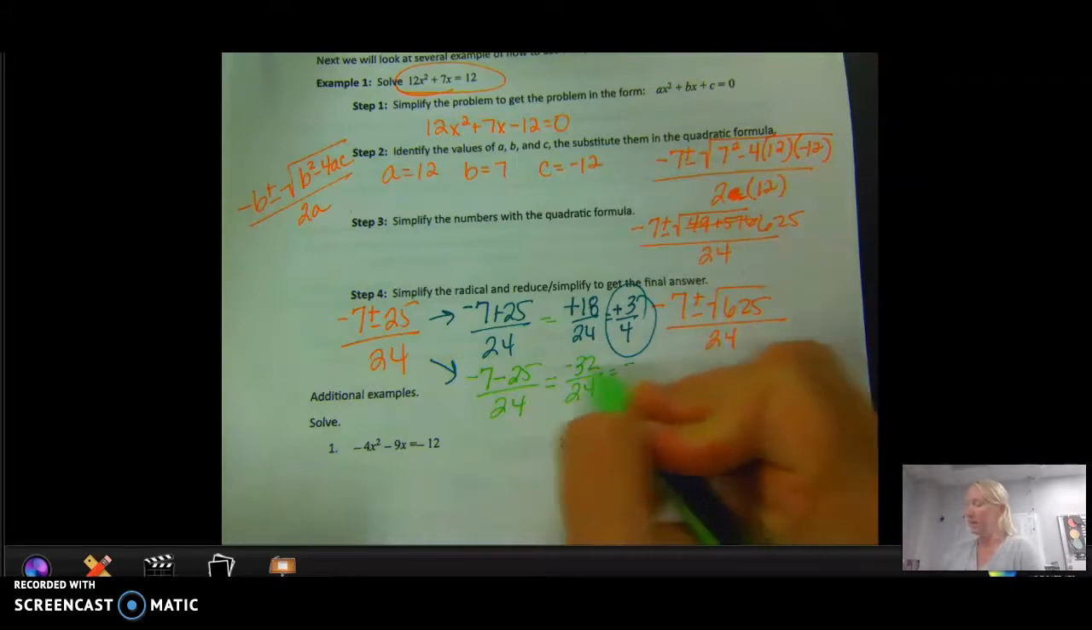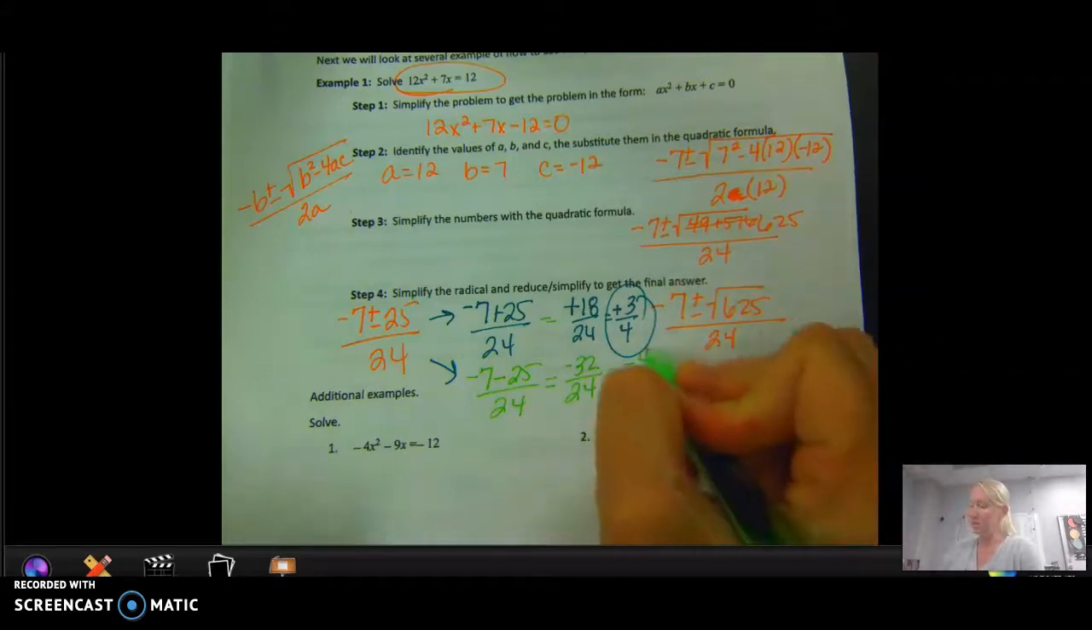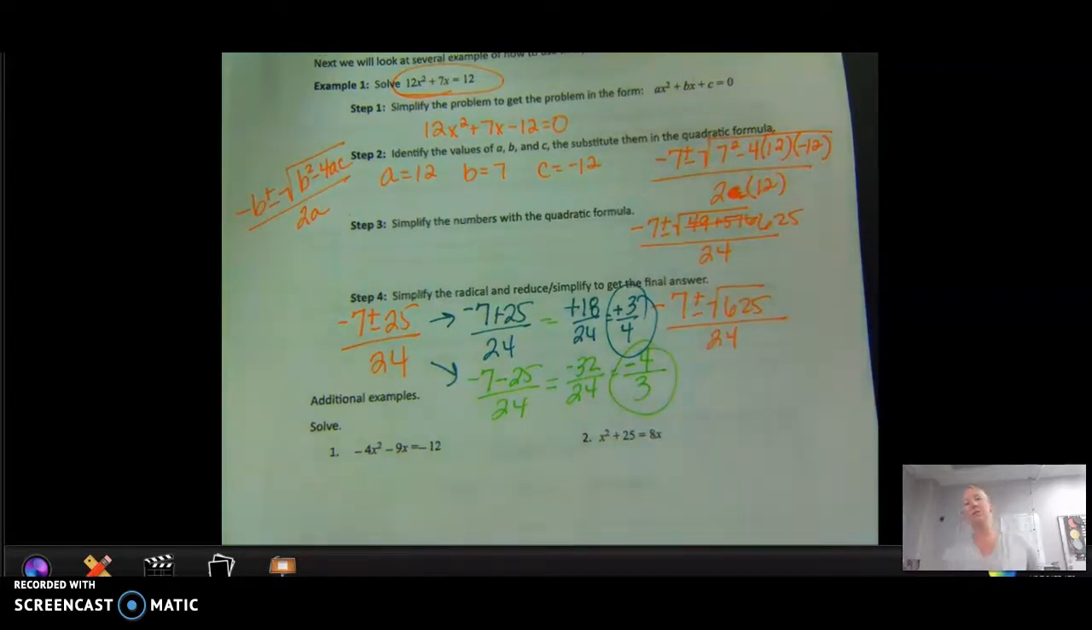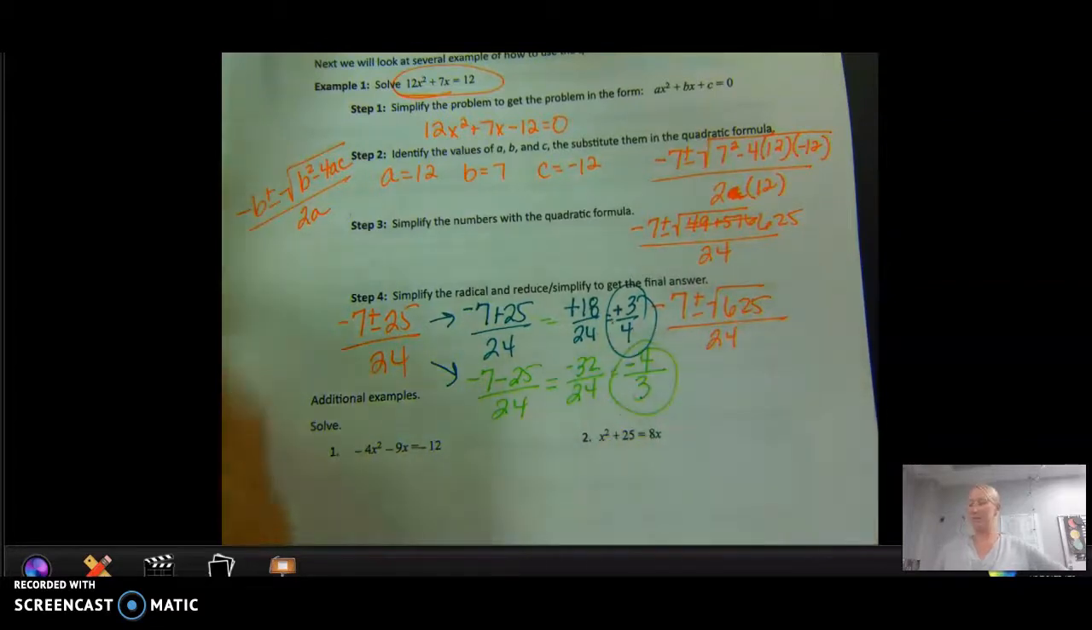Okay, so 8 goes into 32 4 times. 8 goes into 24 3 times. So my two answers are 3/4 and negative 4/3. There is no way that I could have gotten those answers from factoring, because when factoring, you're looking for factor pairs, whole numbers that multiply. So that would not have worked. Those are my two answers. Leftmost answer would be this guy. Rightmost answer would be this guy.